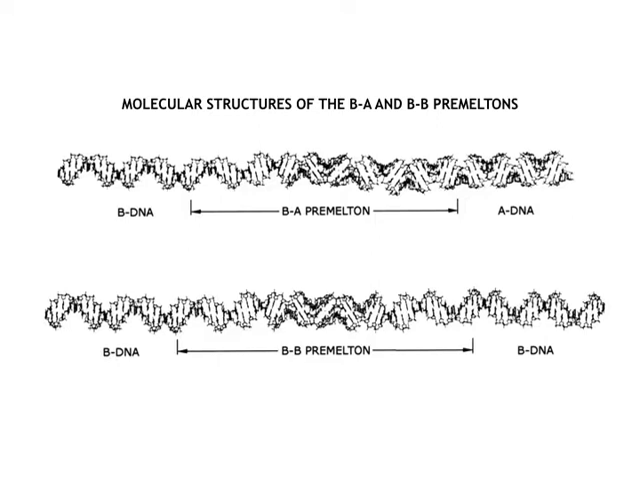BA or AB premeltons, on the other hand, are mobile and, being globally topological, act as phase boundaries, transforming B into A DNA during the structural phase transition. They are not predicted to undergo breather motions.